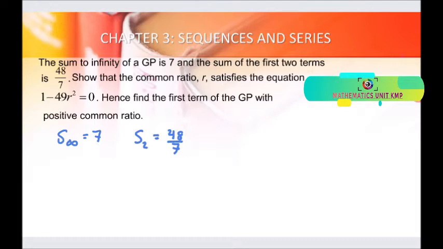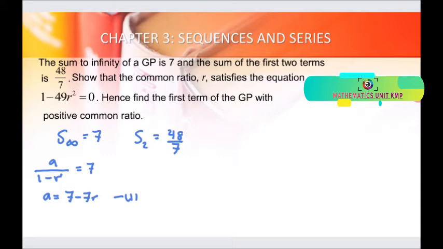Now we're going to use the formula for S infinity, A over 1 minus R equal to 7, and we cross multiply: A equal to 7 minus 7R. So this will be the first equation.